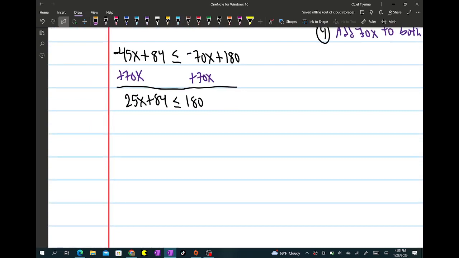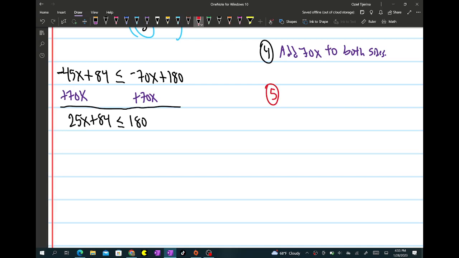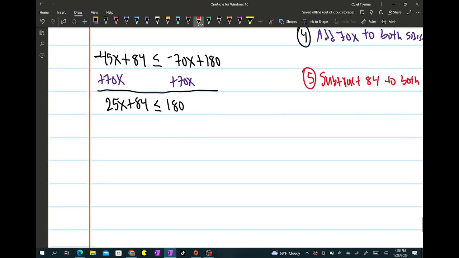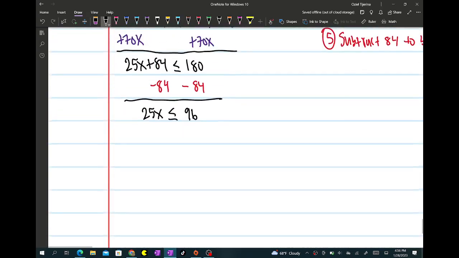And then from there, number 5 would be to subtract 84 on both sides. So we'll do minus 84 on both sides, and then this would be 25x is less than or equal to 180 minus 84, which would be 96, right? 96.